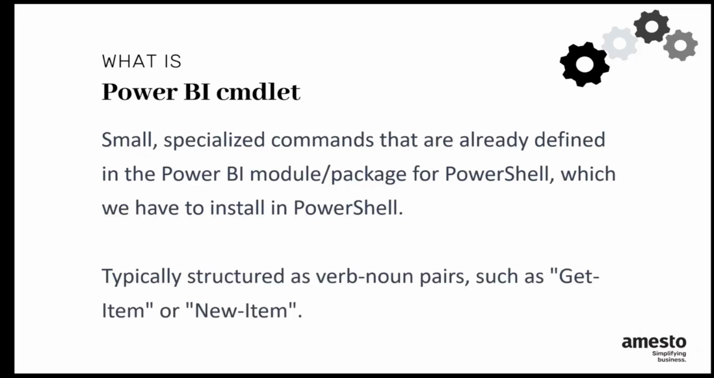Cmdlets are typically structured as verb-noun pairs, such as Get-Item or New-Item. The verb describes the action that the cmdlet will perform, while the noun specifies the object or data that the cmdlet will act upon. When you run a cmdlet in PowerShell, you can provide input parameters to customize its behavior, such as specifying a file path or name. The cmdlet then performs the specified action and may return output that can be used by other cmdlets or other programs.